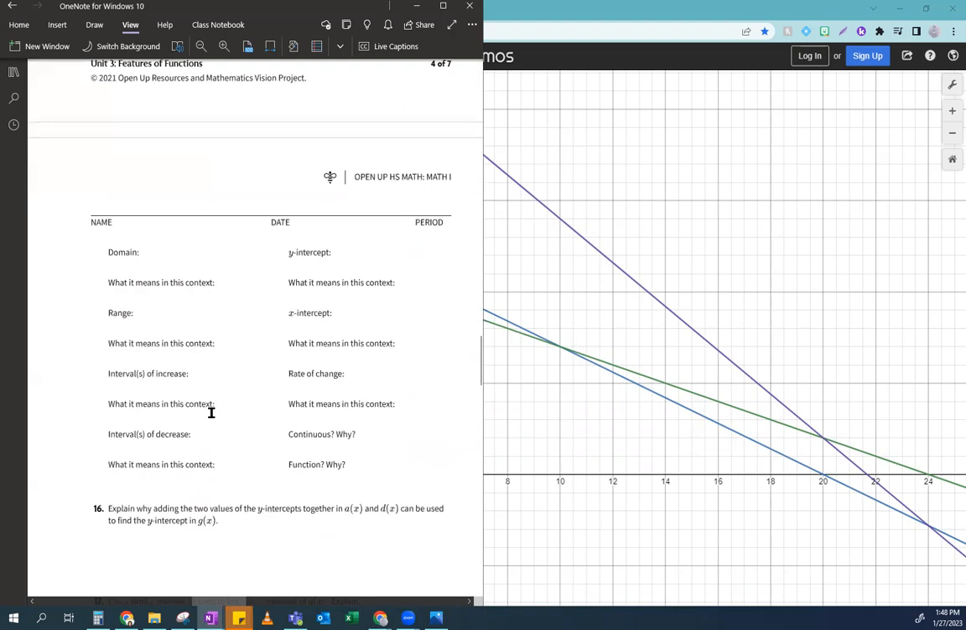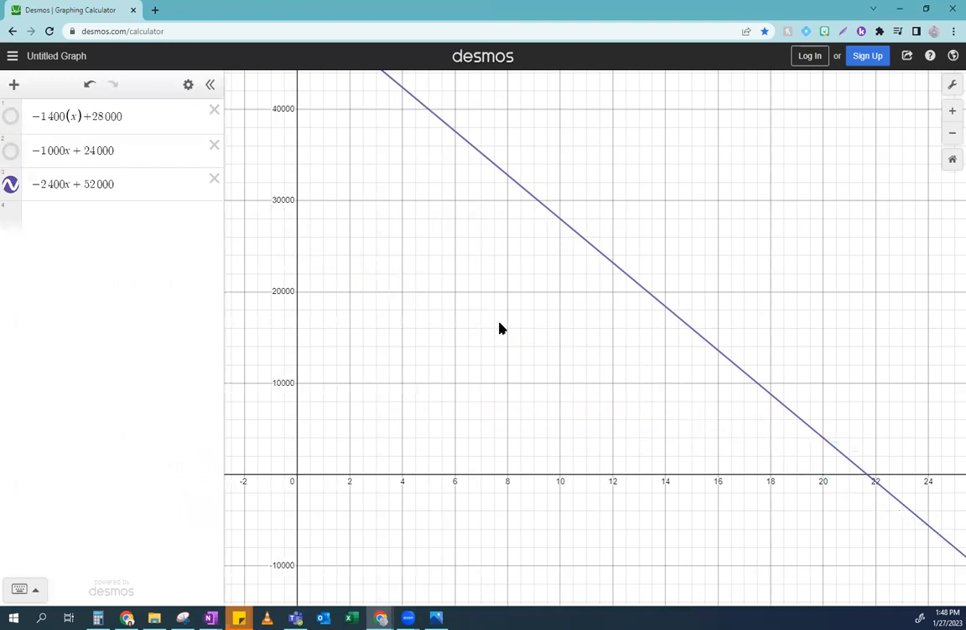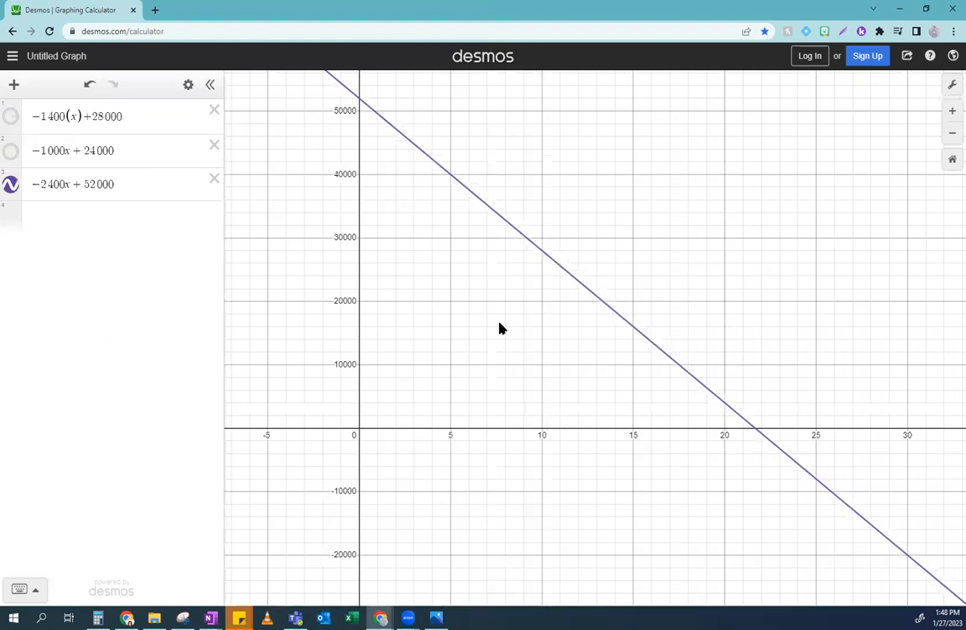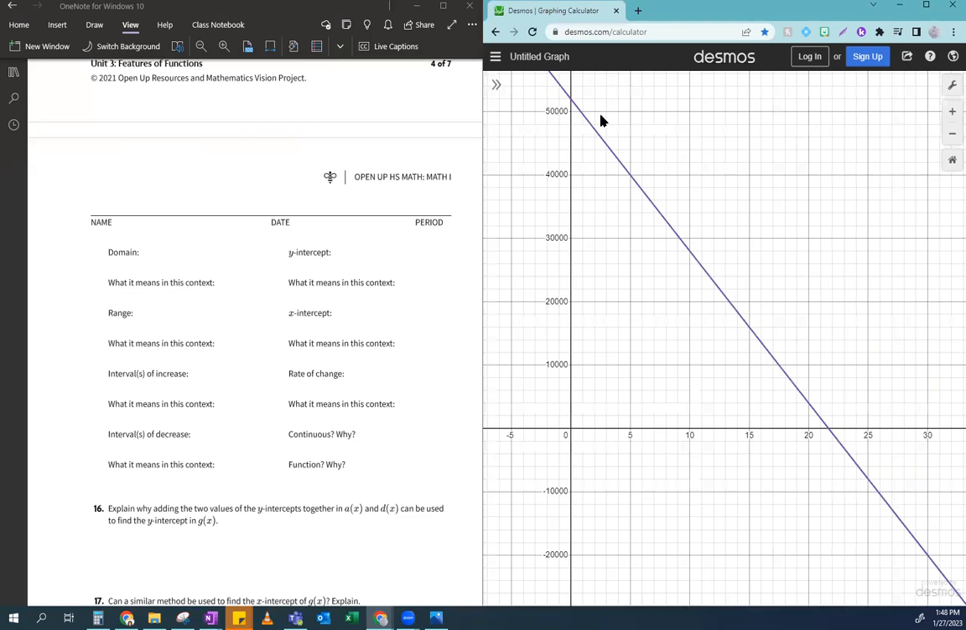So this is going to be the last part of today. What's the domain of the purple function? Let's turn this guy off and look at this guy. What is the domain of this function? Again, this is another opportunity for you to practice domain. And there's that number in case you were wondering.